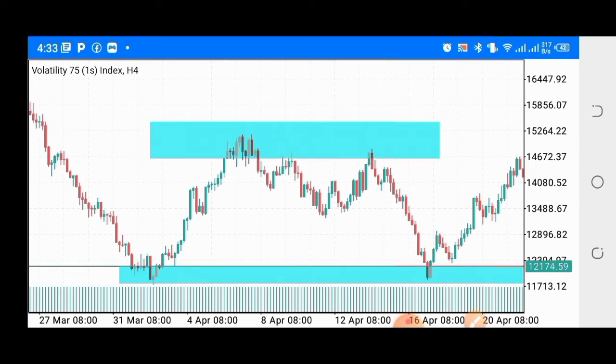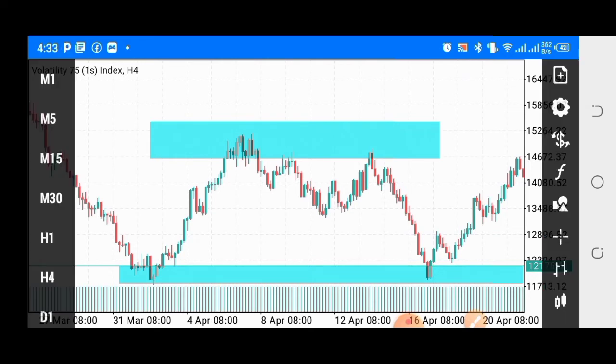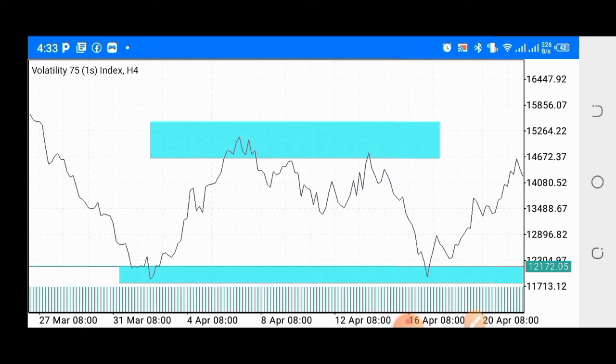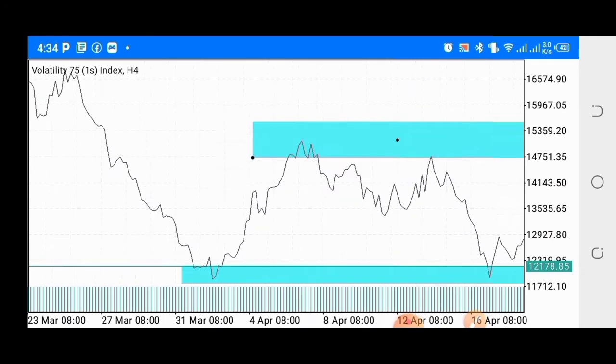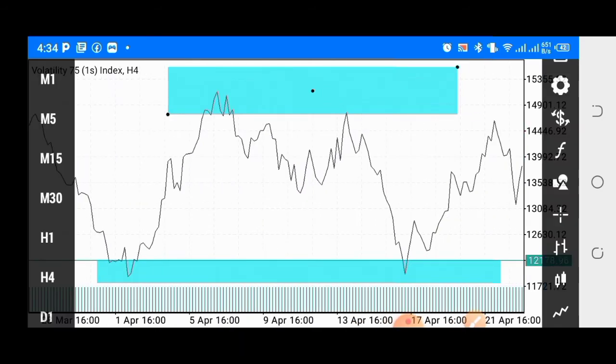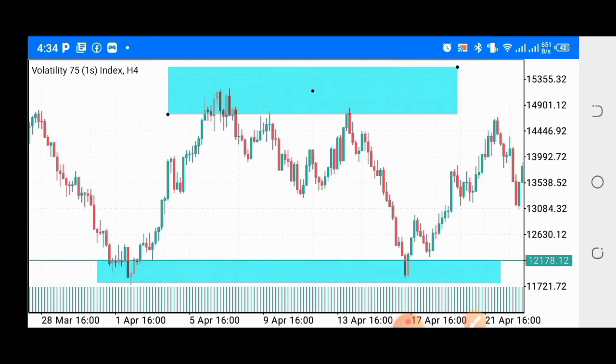And for you to spot out a resistance, you can as well use the line chart. This is your line chart. When you're using a line chart, the line chart will give you the specifics of what you are looking for. So let's move back to our candles.